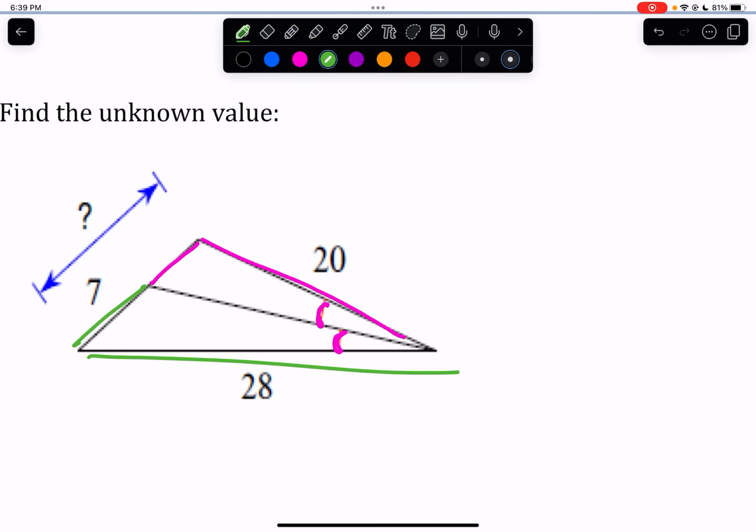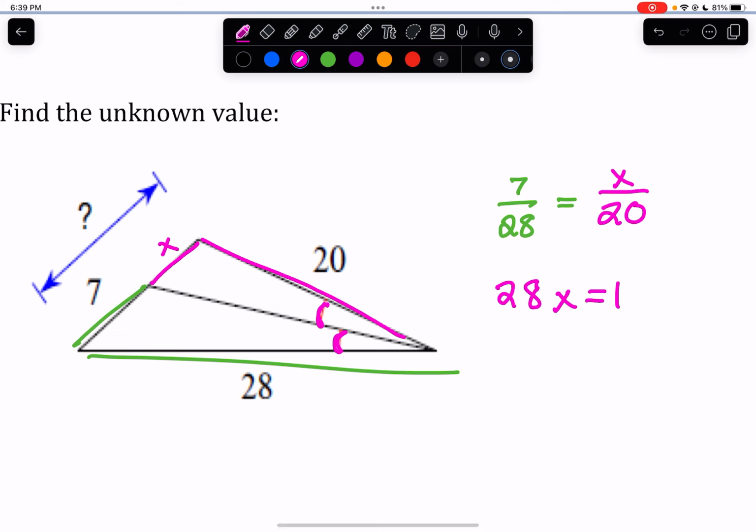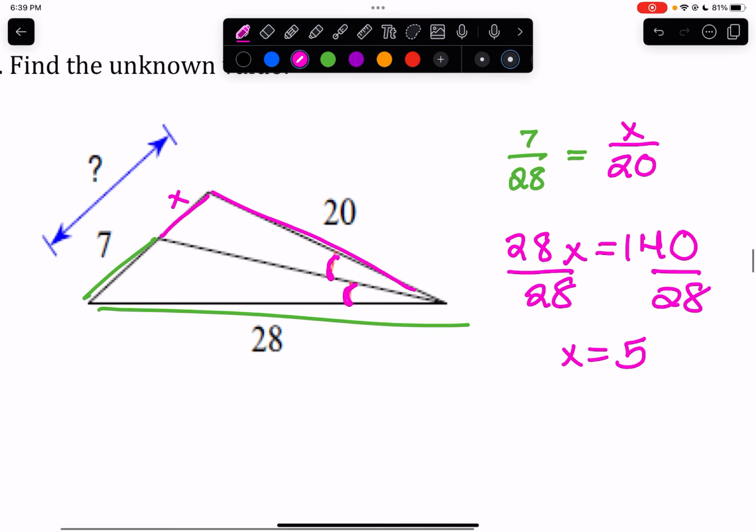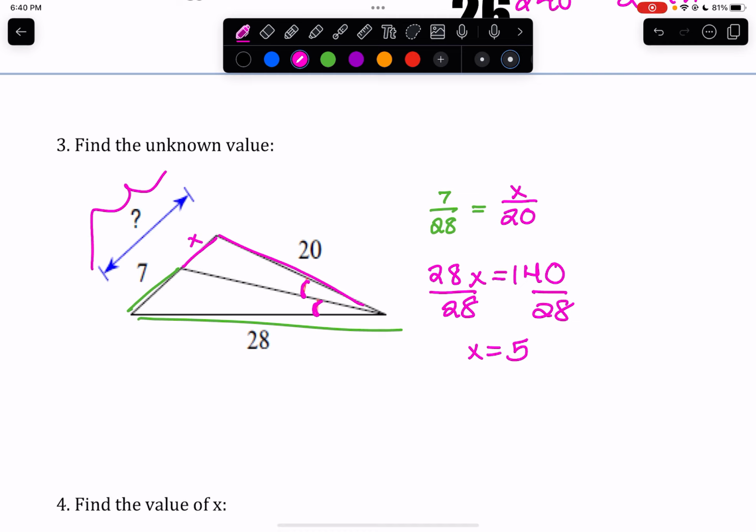And we have 1 and 2. So I know that 7 over 28 must be equal to x over 20 by the angle bisector theorem. So 28x is equal to 140. Then 140 divided by 28, x is equal to 5, but I want to know the entire length, so 7 plus 5, which gives me 12.